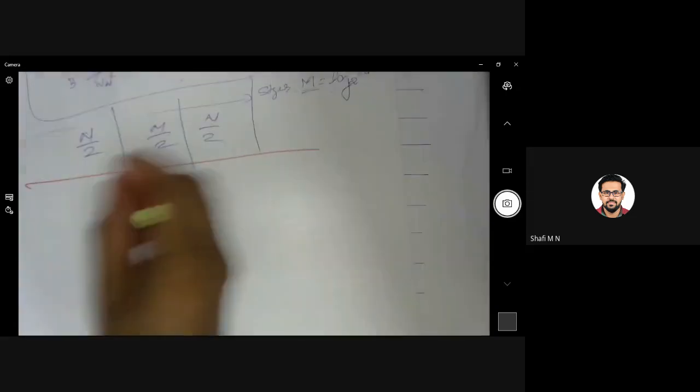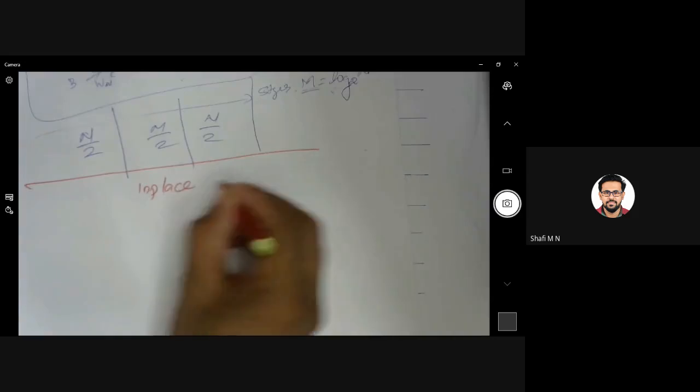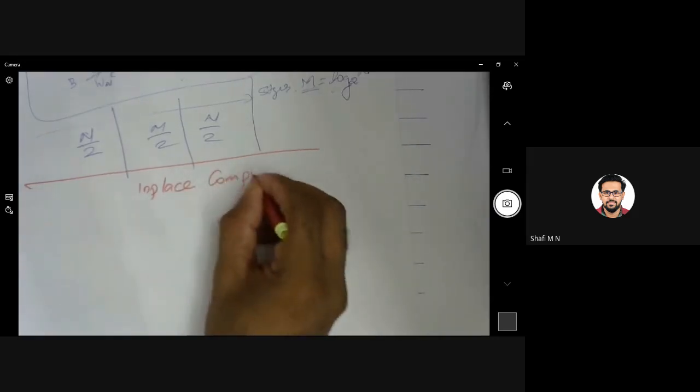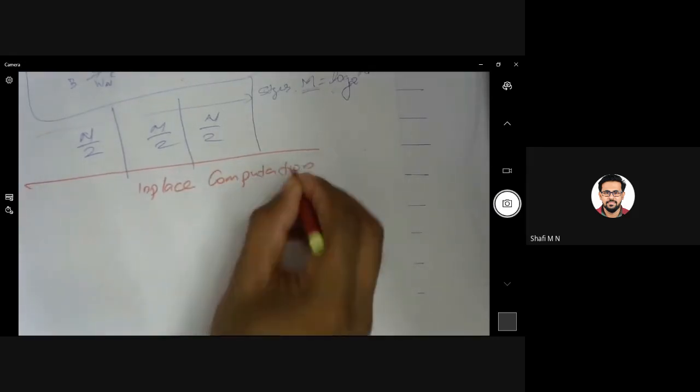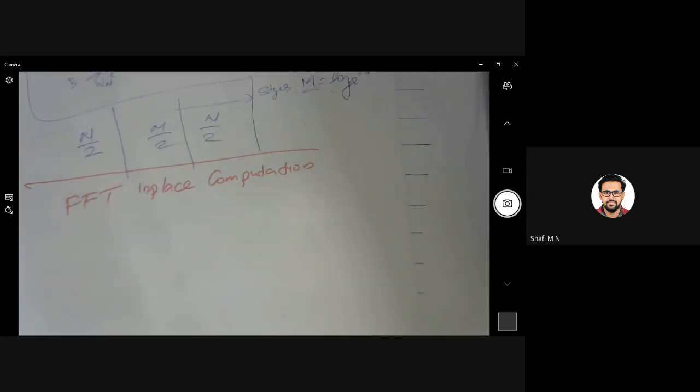Thank you. Then next thing is, I would like to add one more point. You call FFT an in-place computation. Can you just think and answer me why FFT is an in-place computation? I'm calling FFT an in-place computation.